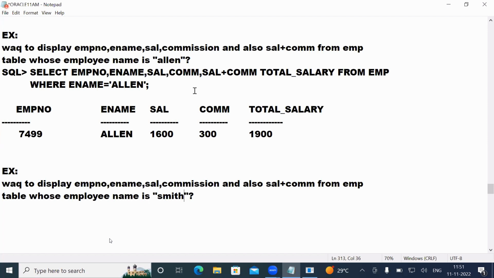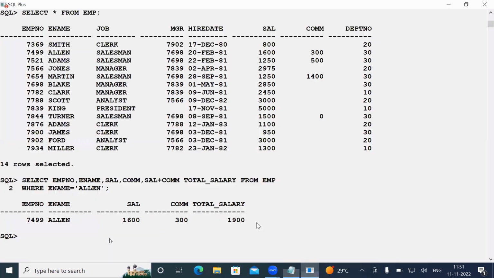Understand my question now? Now if I'm taking Smith, what happens? Same scenario, but in place of Alan, I want to give Smith. Now see what happened. As per my table, the employee Smith is number 7369, his salary 800, and his commission nothing. Nothing means salary plus commission, how much are we expecting here?